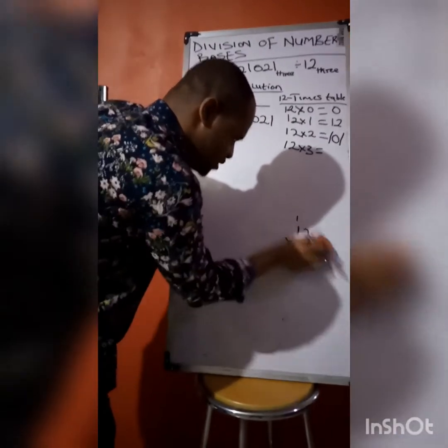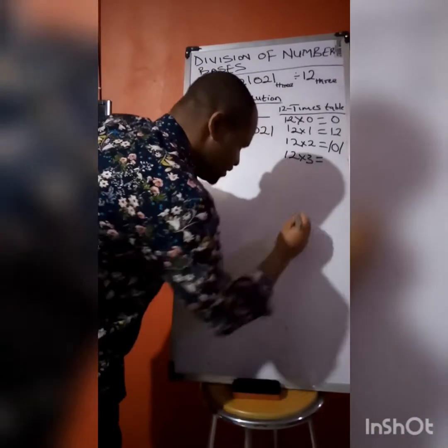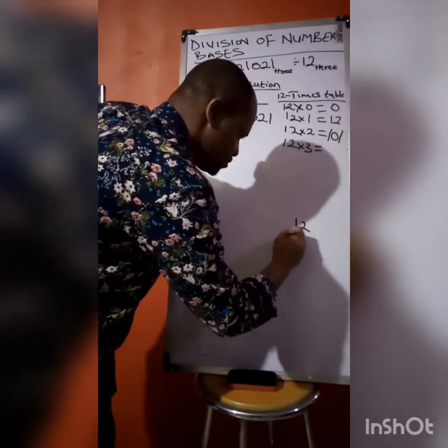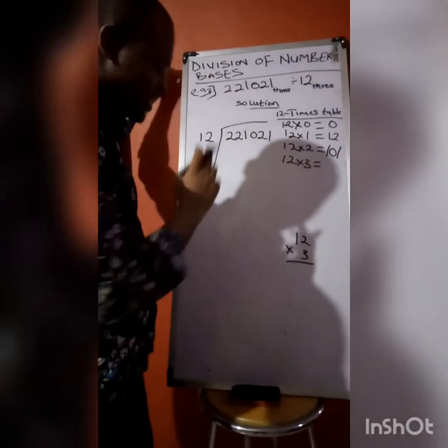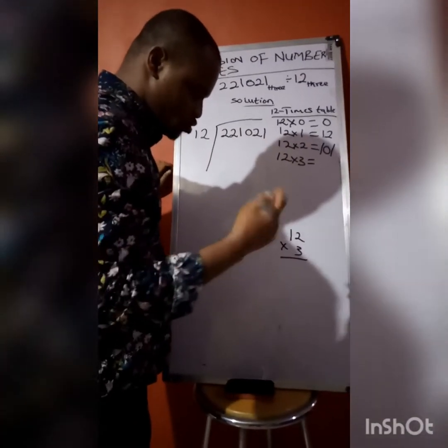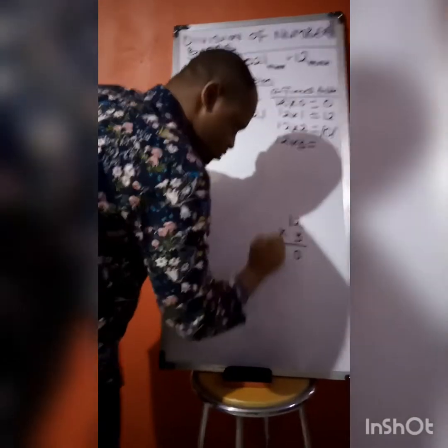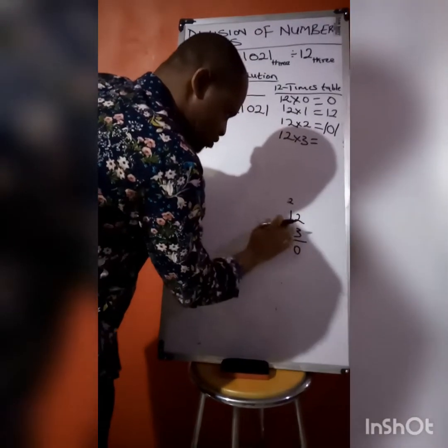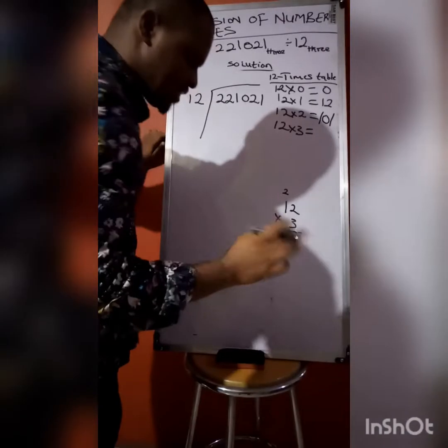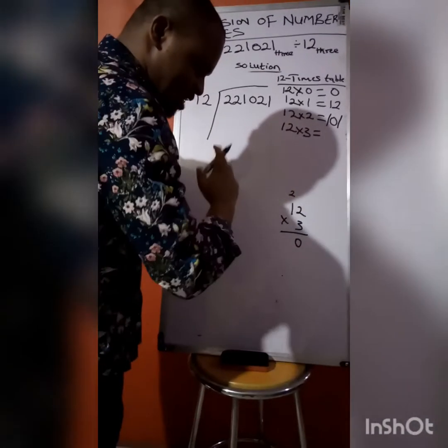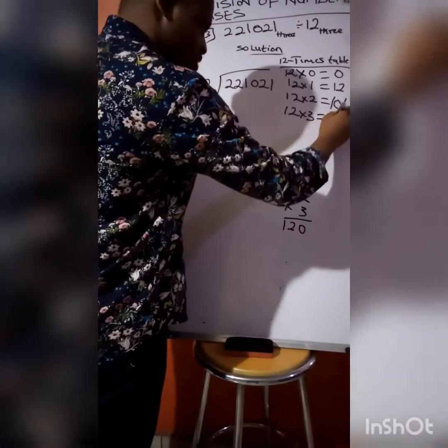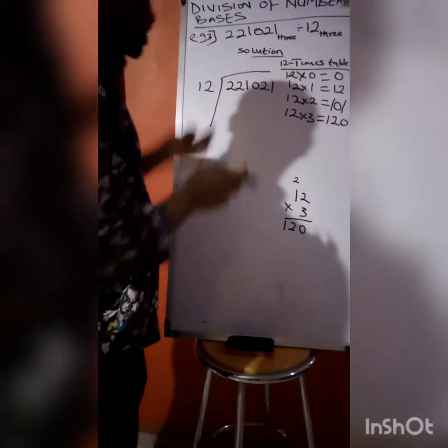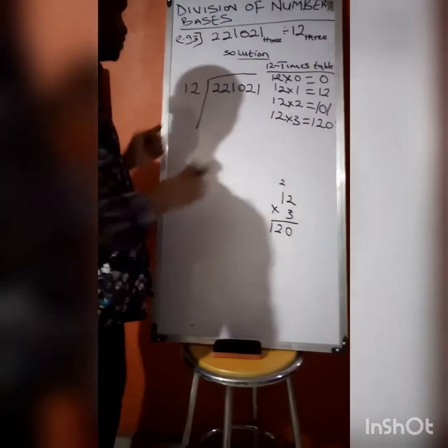12 times 3 now. I have 12 multiplied by 3. 3 times 2 is 6. Divide by 3 will give me what? 2 remainder 0. 2. 3 times 1 is 3 plus the 2 is 5. Divided by 3 is 1 remainder 2. So I have here, so I'll be having 1, 2, 0. I can stop here. So let's come back to our division.